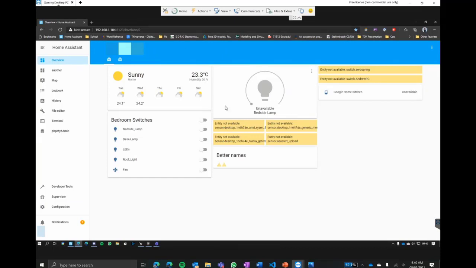Nice. Is this Alexa? What's this? This is Home Assistant. It's a separate operating system that runs inside the Raspberry Pi. So usually you would run Raspbian, but this is a completely separate OS.